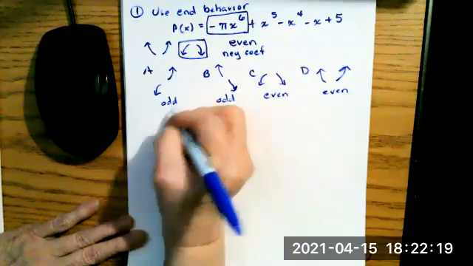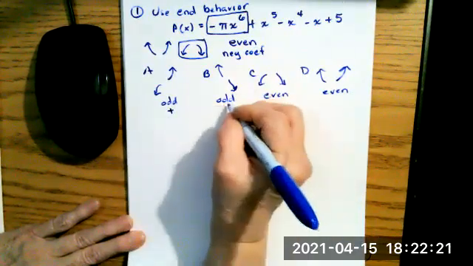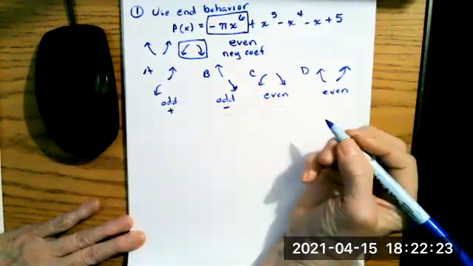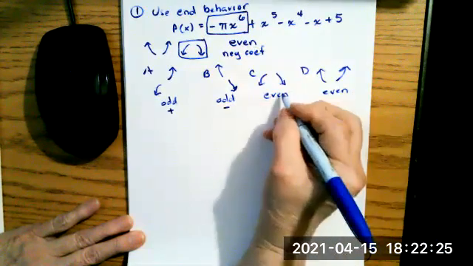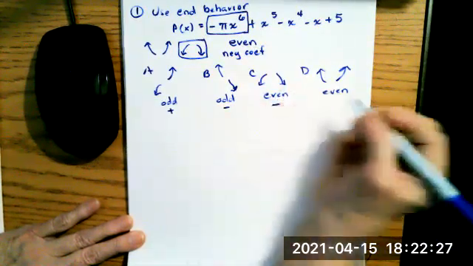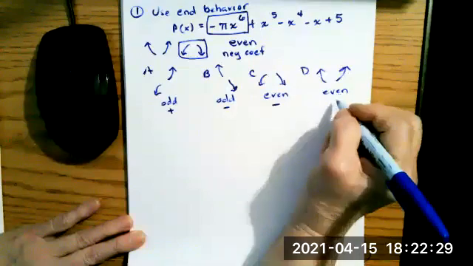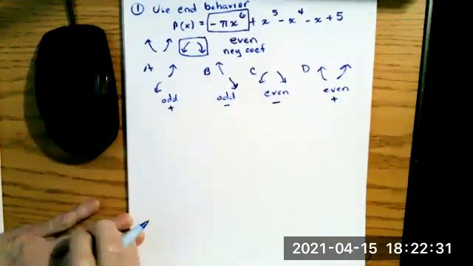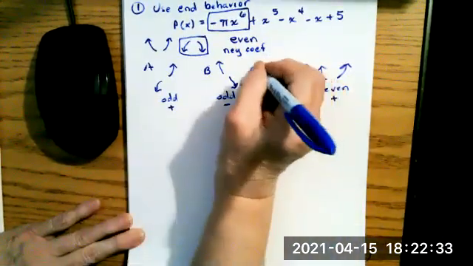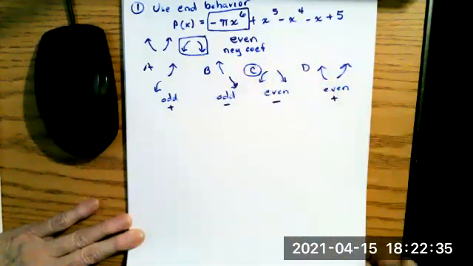This is odd and positive. This is odd and the coefficient's negative. This one's even and the coefficient's negative. This is even and the coefficient's positive. So you can see that we want that picture that's number C.